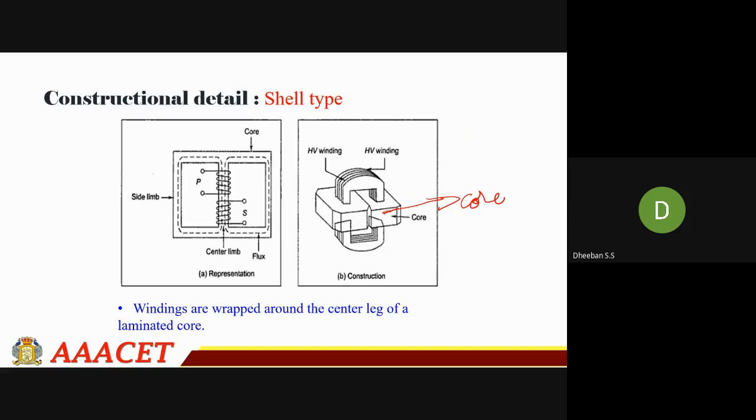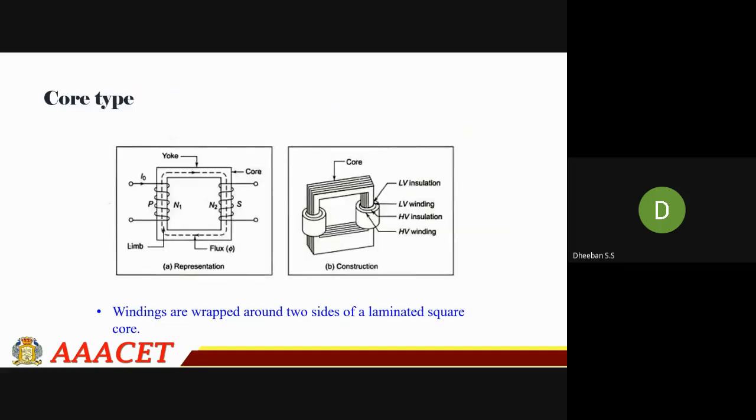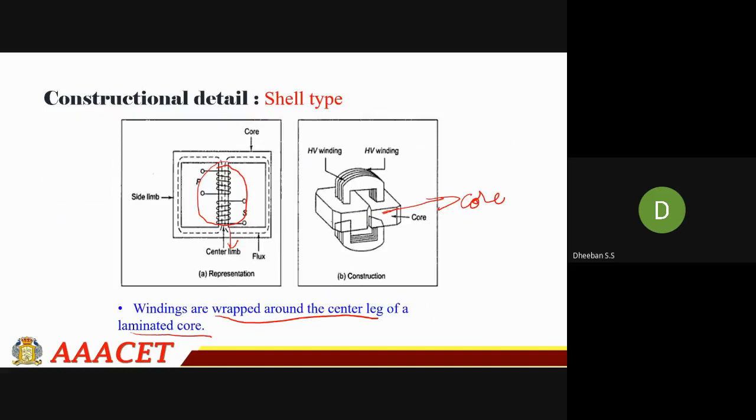What happens is that the core will be kept one over the other. The windings will be wrapped around the center leg of the laminated core. Here you can see it is your core and it is your center leg. This leg is called the center leg. So it is a type of transformer called the shell type. In a shell type transformer, the windings will be in the middle, and the magnetic core will be covering it, like a tortoise shell.